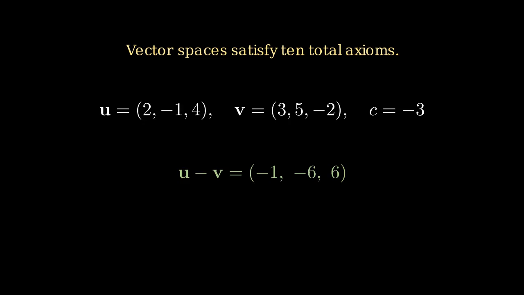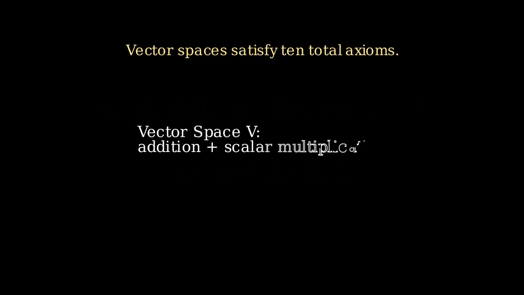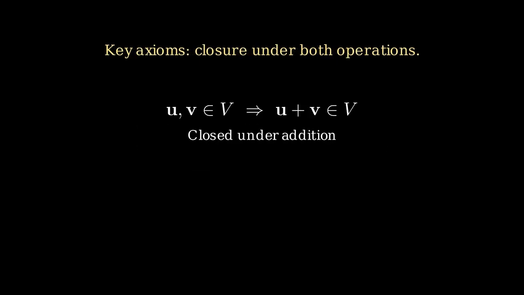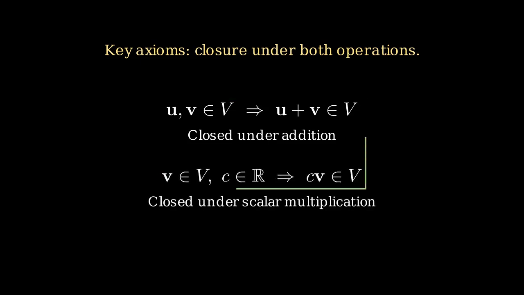Now zoom out to the bigger idea. A vector space is any set equipped with addition and scalar multiplication that satisfies 10 axioms in total. The two axioms that matter most in practice are closure under addition, meaning adding two vectors in the set gives another vector still in the set, and closure under scalar multiplication, meaning scaling a vector in the set gives another vector still in the set.